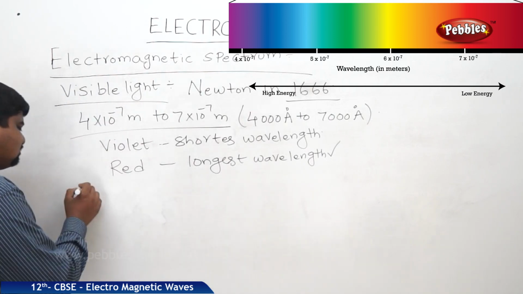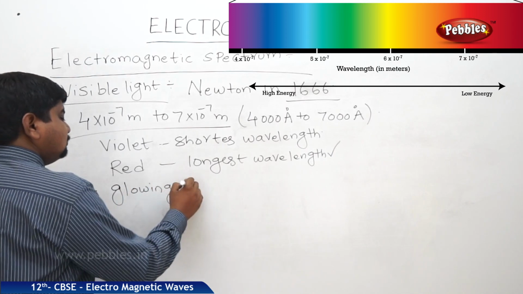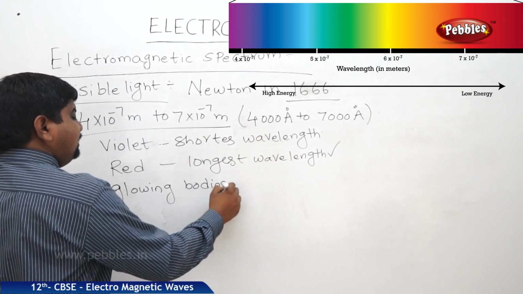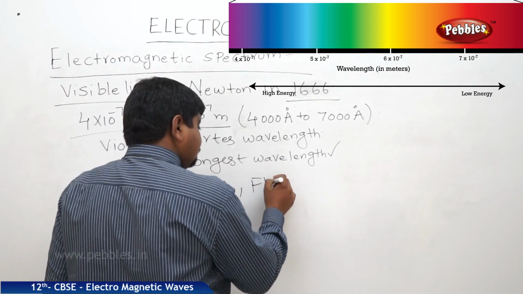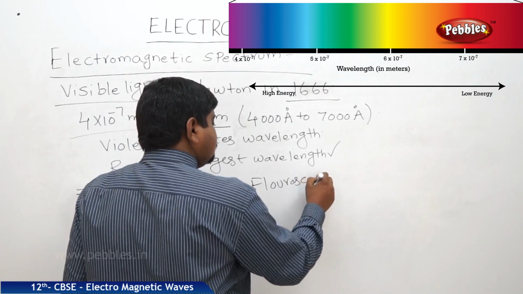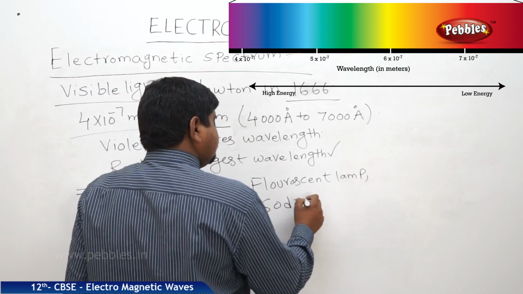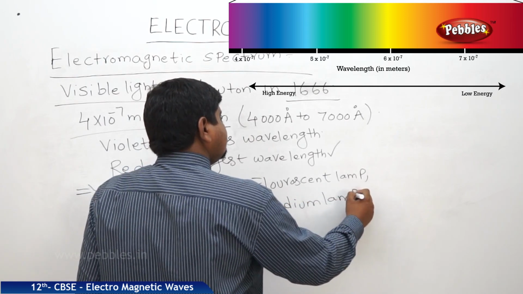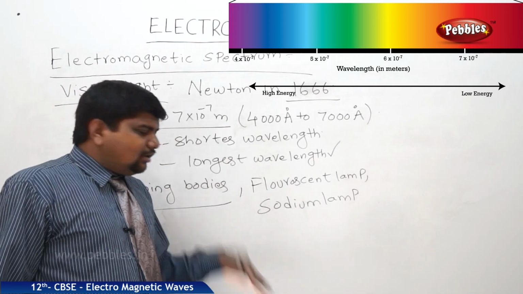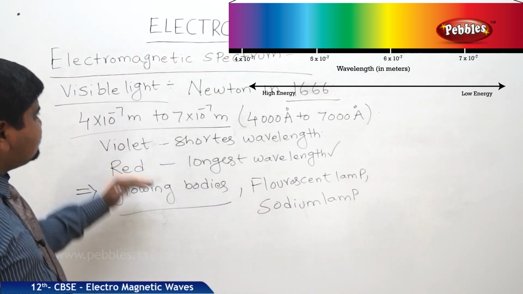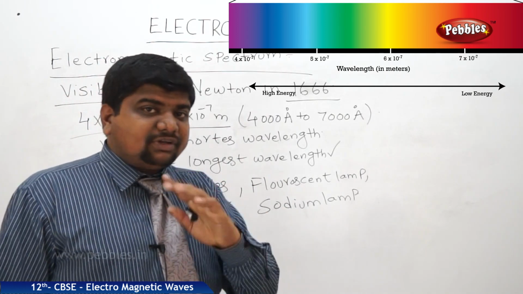And the sources of visible light are all glowing bodies. Any body which is glowing, maybe a candle flame, a fluorescent lamp, sodium lamp, filament bulb, tube light, are all the best examples of sources of visible light. Why is it called visible light? This is the visible range for human beings.